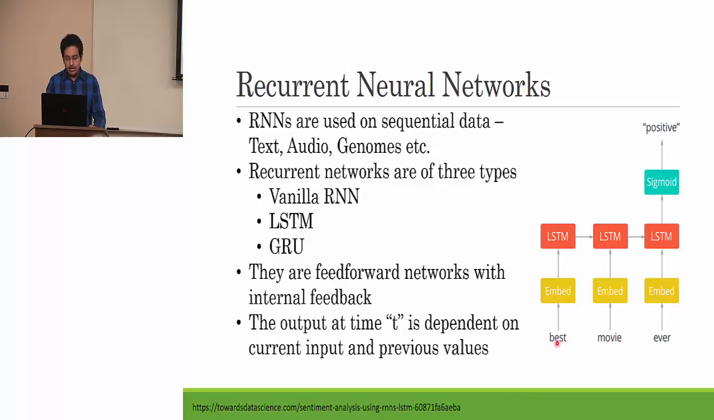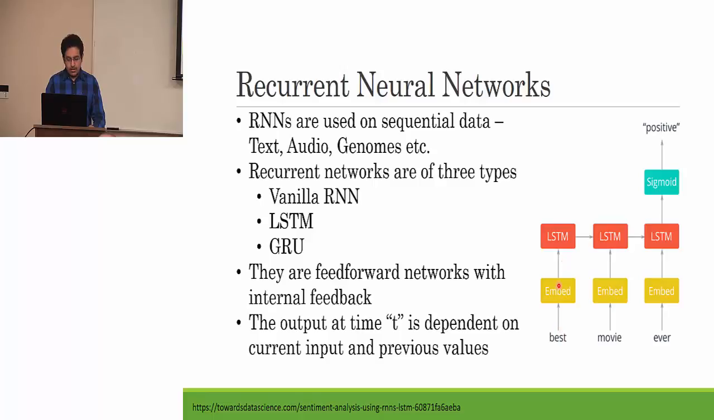So to do this, let's say we have a review called "best movie ever." Now, since an LSTM is a mathematical model and it takes numbers as input, we have to convert these strings into numbers. One way to do that is through embedding. There are different ways to embed. There's a whole line of research in NLP to decide what type of embedding is the best. And the simplest way to do that is one-hot encoding.